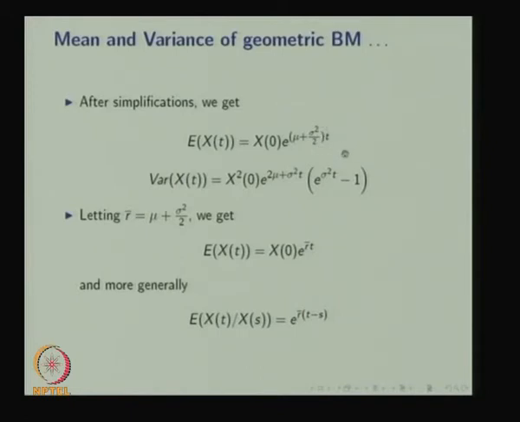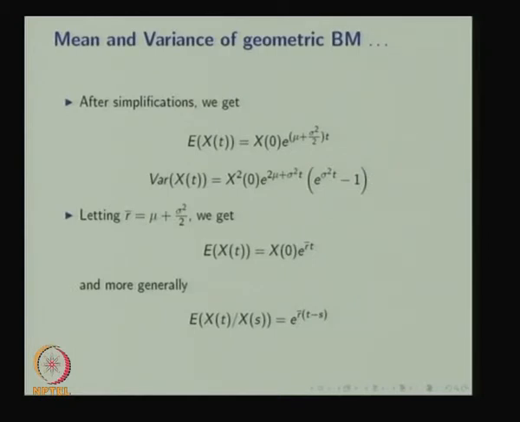And first we can get the expectation of the second order moment about the origin. Then the variance is equal to expectation of X squared t minus expectation of X t whole squared. Then you can get the variance of X t. So the variance of X t is of the form x naught whole squared e power 2 mu plus sigma squared t, multiplied by e power sigma squared t minus 1.